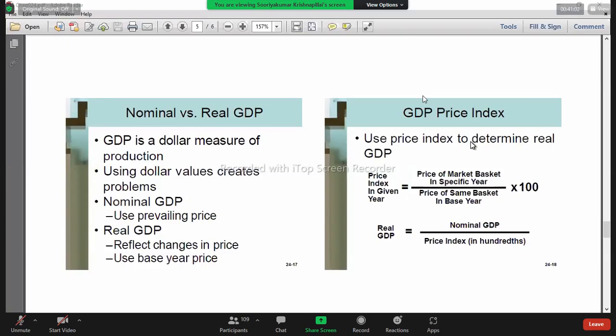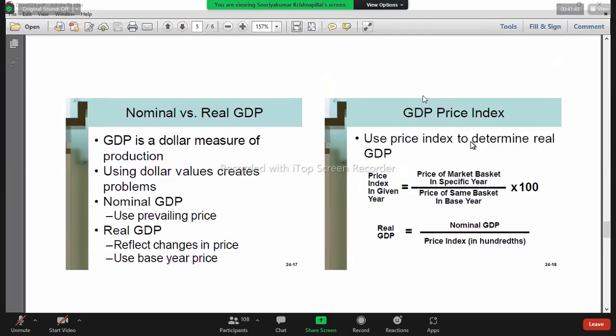So nominal GDP uses the prevailing price, while real GDP reflects changes. When we calculate real GDP, we use some base year's price. If we take the year 2000 price, we use it for 2001, 2002, 2003, 2004, up to 2020. So all the products produced in each year from 2000 to 2020 are valued by the 2000 year price.